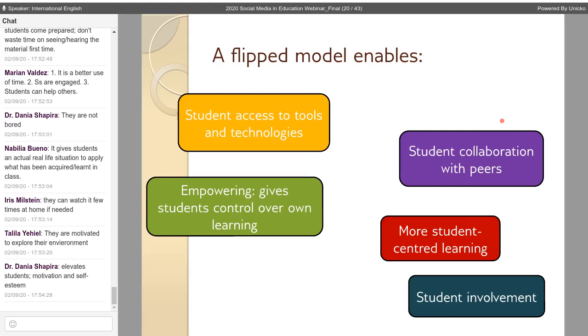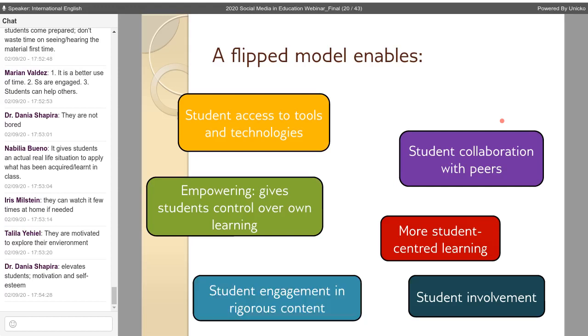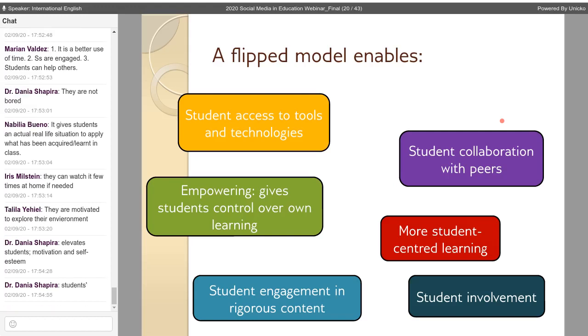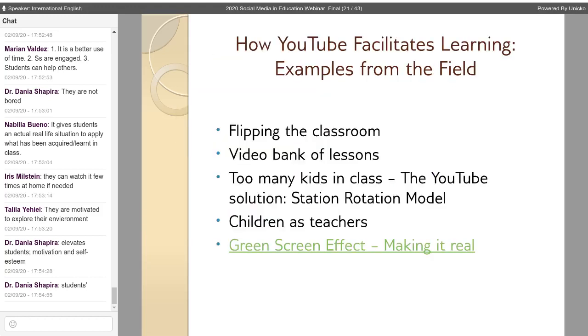Student involvement, it's more student-centered. It increases student motivation, and it makes learning more effective. Students watch the video at home and come to class with questions about topics and concepts which may require clarification. So the flip model is a very effective model, especially in a social media enhanced environment.